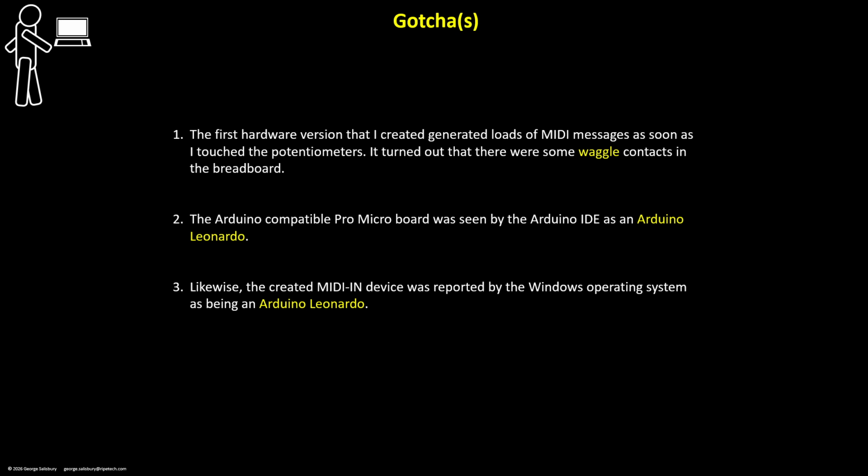As I've said, there are some gotchas. The first hardware version that I created produced loads of MIDI messages. As soon as I touched the potentiometers, it drove me mad. It turned out there were some waggle contacts in the breadboard. I changed the breadboard and everything was stable. The Arduino compatible Pro Micro board was seen by the IDE as an Arduino Leonardo, no problem. Likewise, when you create your MIDI controller and plug it into the Windows operating system, Windows reports it not as a Pro Micro, but as an Arduino Leonardo MIDI-in device.